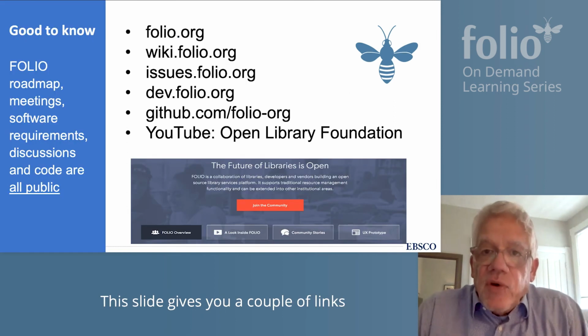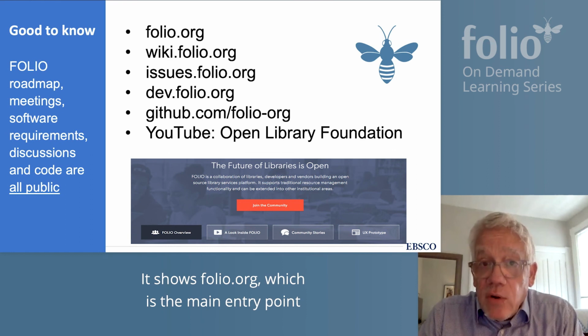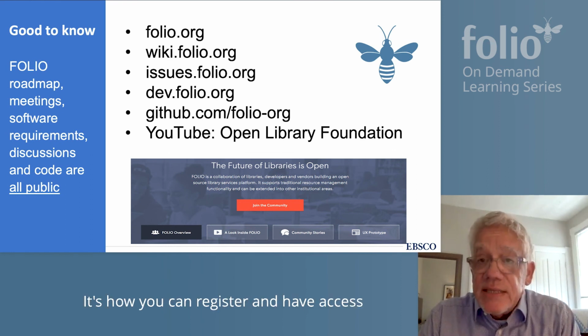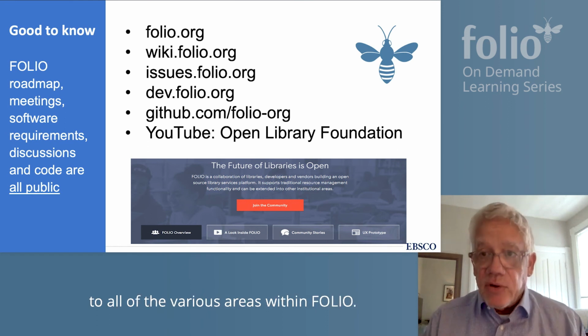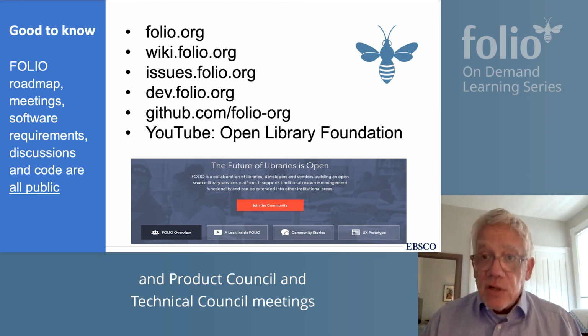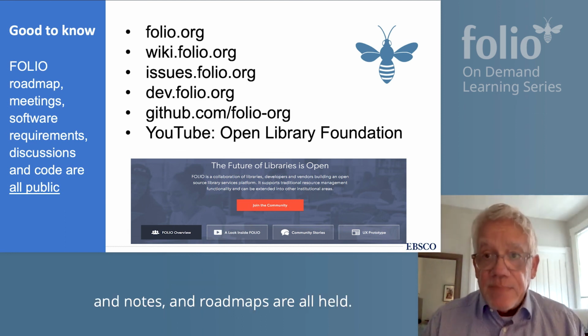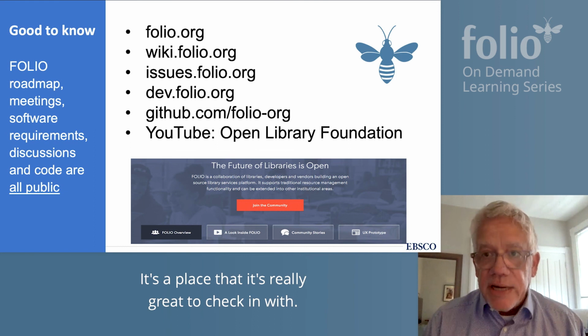This slide gives you a couple of links that are just good to know. It shows folio.org, which is the main entry point for the Folio community. It's how you can register and have access to all of the various areas within Folio. The wiki is where a lot of the special interest group and product council and technical council meetings and notes and roadmaps are all held. It's a place that's really great to check in with.